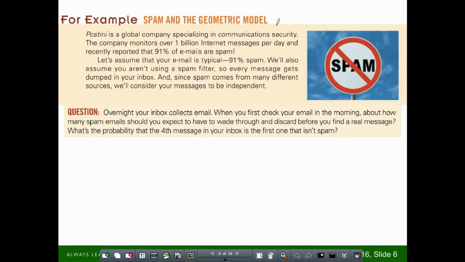Overnight, your inbox collects emails. When you first check your email in the morning, about how many spam emails should you expect to wade through, or discard, before you find a real message? What's the probability that the fourth message in your inbox is the first one that isn't spam? So there's two questions here. The first question is asking, on average, how many emails should you have to look through until you find the first one that actually matters? The second question is saying, what's the probability that the fourth one, that one on the dot, is the one that makes a difference? That's the one that is actually a message.